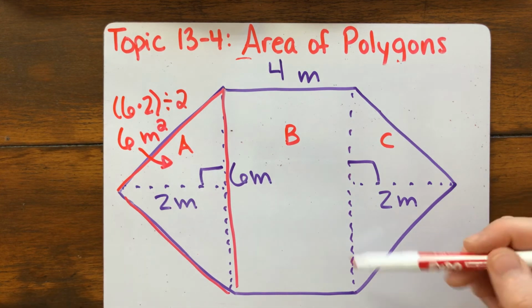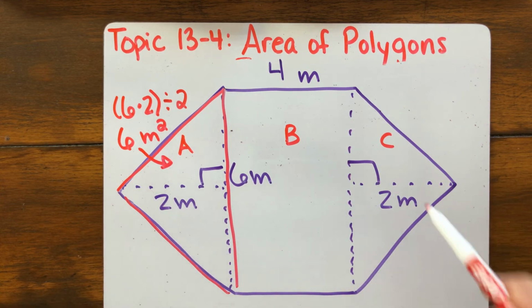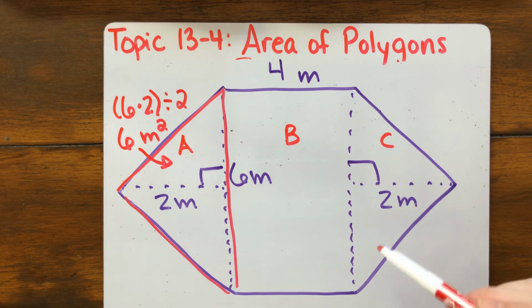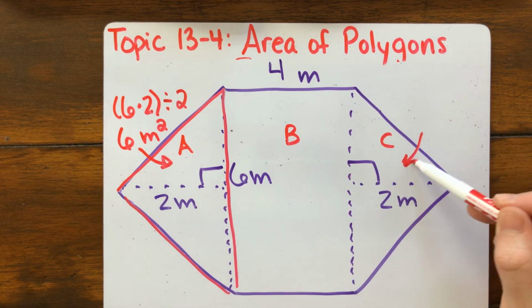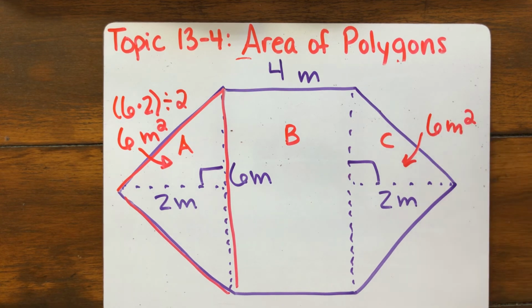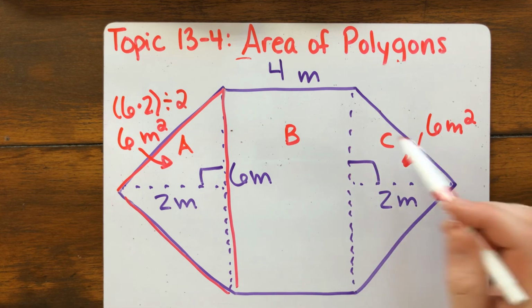Now I'm noticing that this triangle is identical to this triangle. So yes, I could do base times height divided by 2 here, but if this is 6 meters, then this has to also be 6 meters squared, okay? And I'm just doing that because it has the same base and the same height. If it didn't, I would still have to solve it on its own.